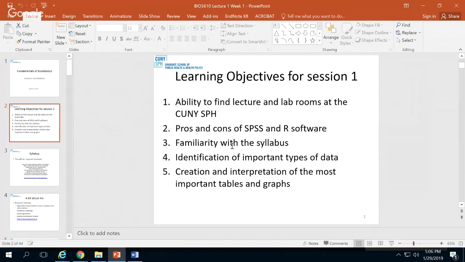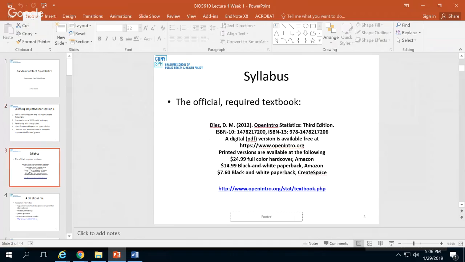So we're going to review the syllabus, important things from that, and then get on to our first bit of actual statistics with types of data and some important types of tables and graphs.